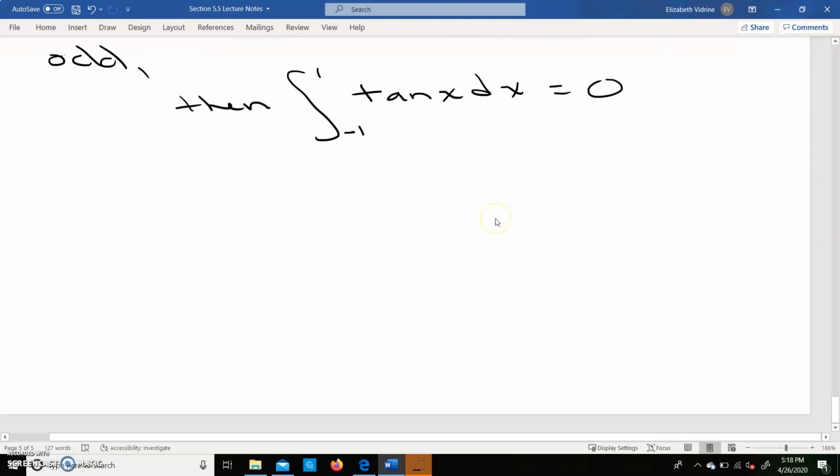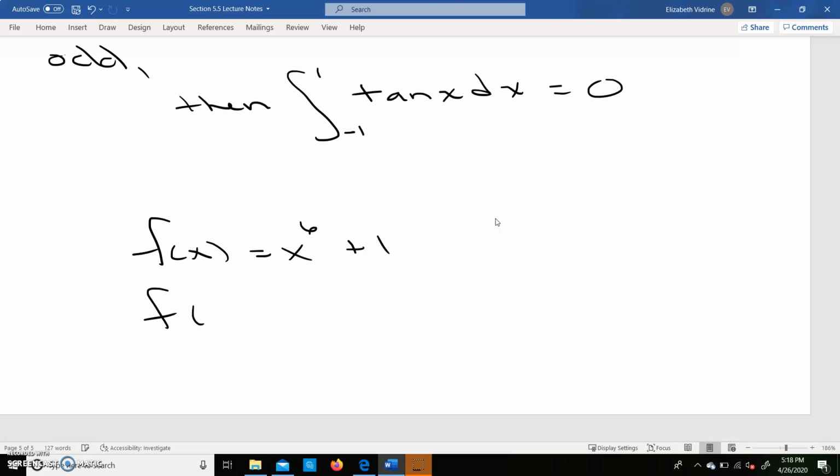How do you know it's even? If your function is f of x equals x raised to the 6th power plus 1, you plug negative x into the function. That's going to be negative x raised to the 6th power plus 1. Well, if you take any negative number and raise it to an even power, that's going to give you back a positive number. So that's still x to the 6th power plus 1. You get back the original function, right?